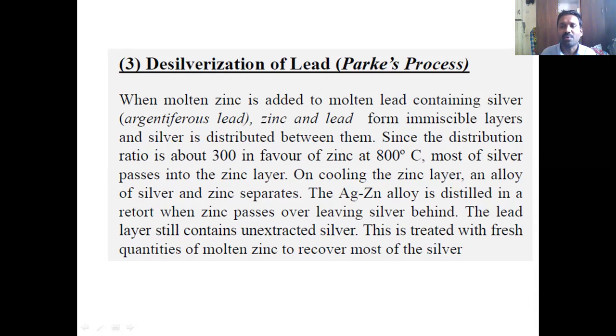Fine. But please remember, the distribution law tells us that although silver is 300 times more soluble in zinc, still the lead layer will contain a minute amount of silver. So how to extract that? Then you have to take it to the next cycle of extraction. With continuous cycles of extraction, you can extract all the silver from the lead. So this is one of the applications of distribution law for metallurgy.